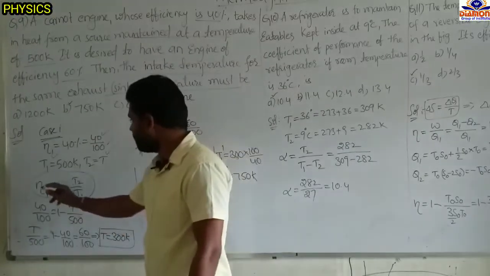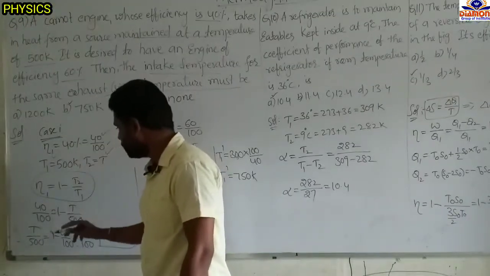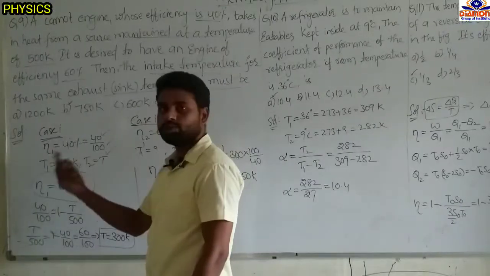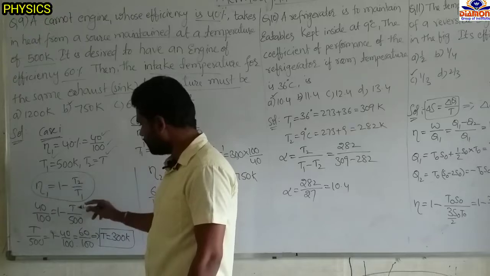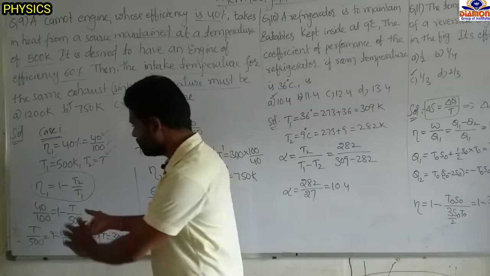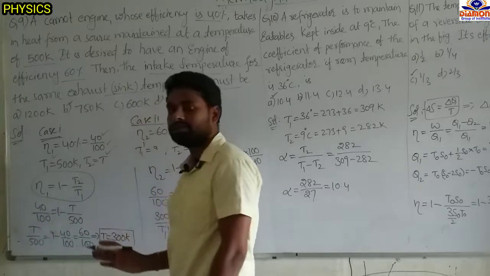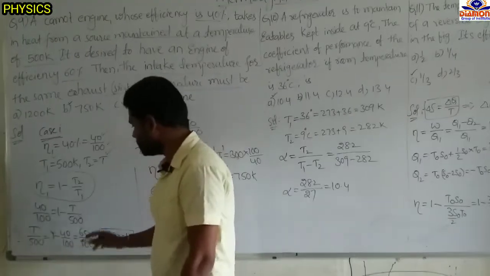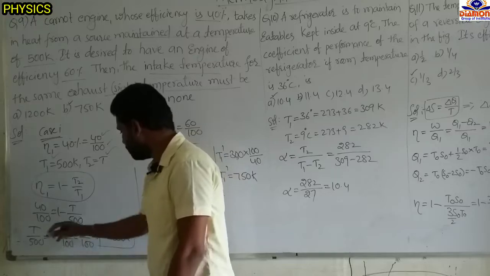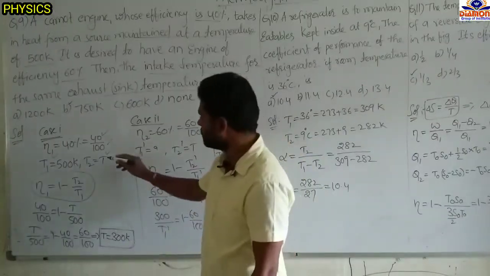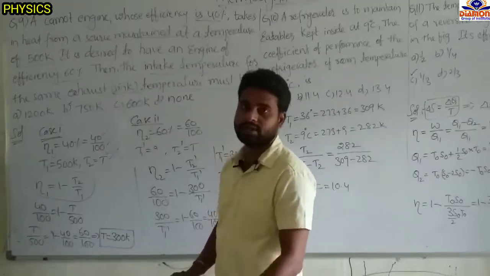So eta 1 equals 40 by 100 equals 1 minus T2 by T1, where T2 is the sink temperature T, and T1 is the source temperature 500. So T by 500. Simplify it. T by 500 goes to this side, 40 by 100 goes to the other side, then 1 minus 40 by 100 is 60 by 100. Simplifying, we get T equal to 300 Kelvin. T is nothing but the sink temperature.